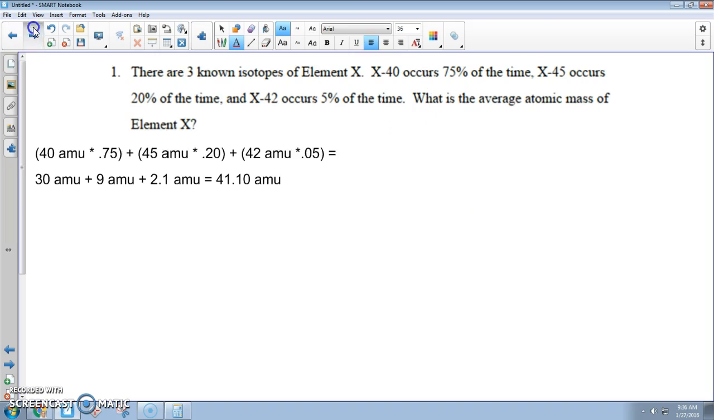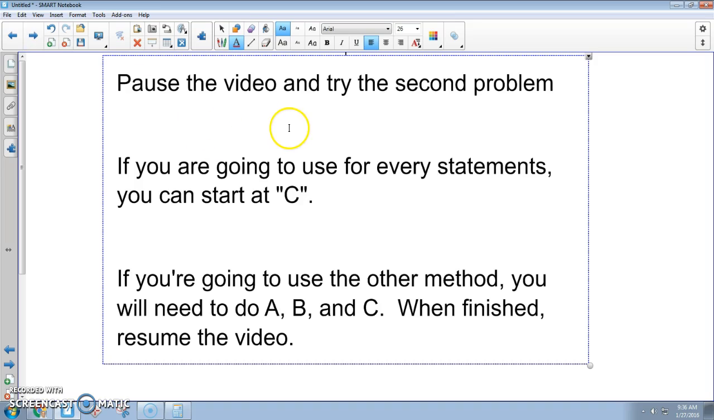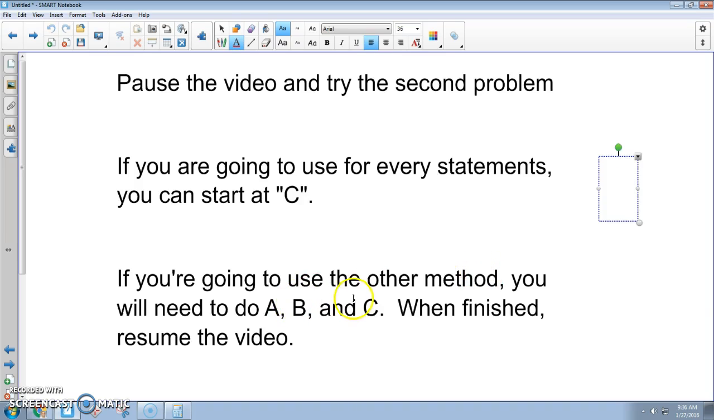So what I'd like you to do now is try the second problem on the sheet. If you're going to use for every statements, you can go ahead and start all the way down at letter C, because we don't need to know the percentages in order to solve this. We don't need to know how much it weighs because it tells us that in the data table right there. However, if you're going to use the decimal weight, you're going to need to solve for the percentage. You're going to need to solve for how much one individual one of those things weighs. So pause the video right now, try the second one, and then I'll resume it.